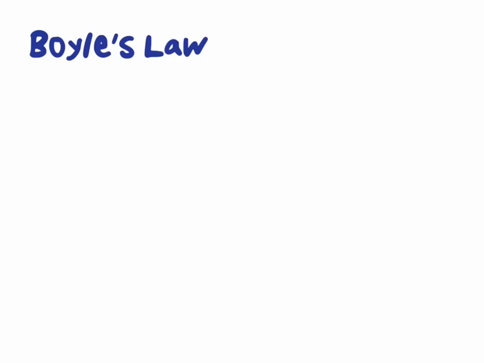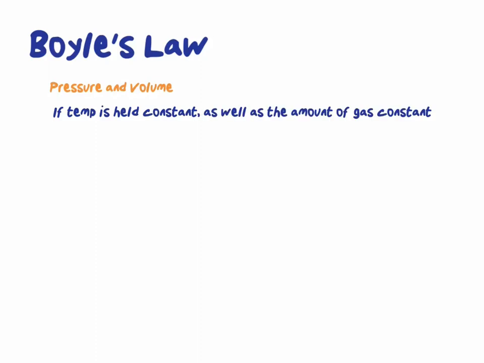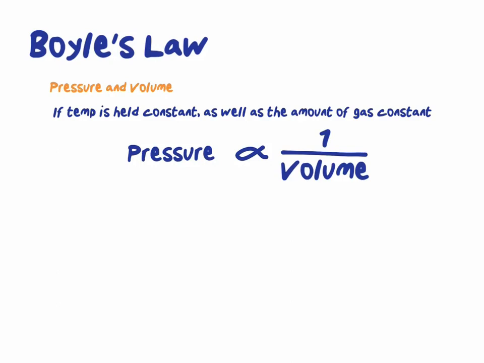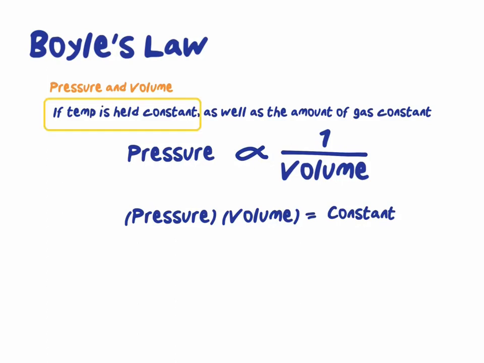Now remember, Boyle's Law relates pressure and volume. And what we find is that if you hold the temperature of the gas constant and the amount of the gas constant, you find an inverse proportion between pressure and volume. Another way we could say that is that pressure is proportional to 1 over the volume of the gas. A third way to look at it is to say that the product of pressure and volume is constant at a given constant temperature, of course.